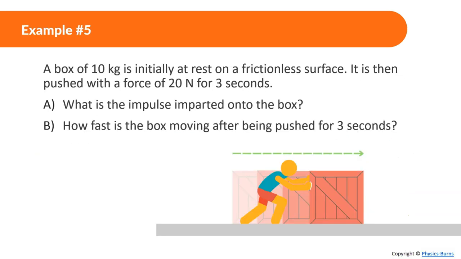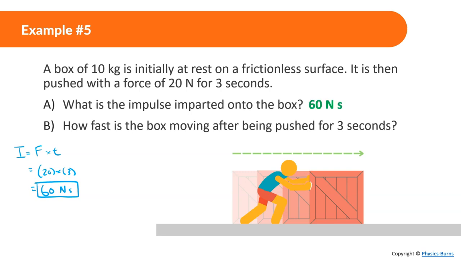Okay, moving on. A box of 10 kilograms is initially at rest on a frictionless surface. It is then pushed with a force of 20 newtons for 3 seconds. What is the impulse imparted onto the box? Okay. So we should know that impulse is equal to force times time. So this guy's going to be pushing on it with 20 newtons for a time of 3 seconds. So the impulse is going to be 60 newton-seconds.